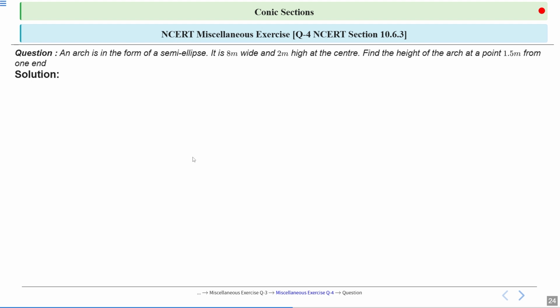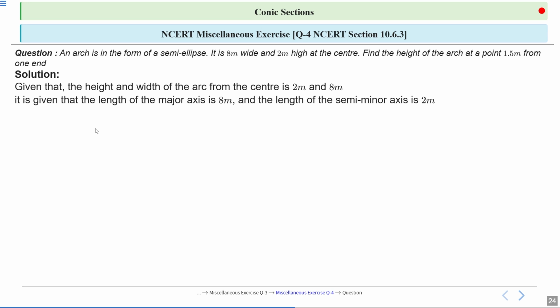So what we have to find here? We have to find the height of the arch at a point 1.5 meter from one end. Given that the height and width of the arch from the center is 2 meter and 8 meter, it is given that the length of the major axis is 8 meter and the length of the semi-minor axis is 2 meter.